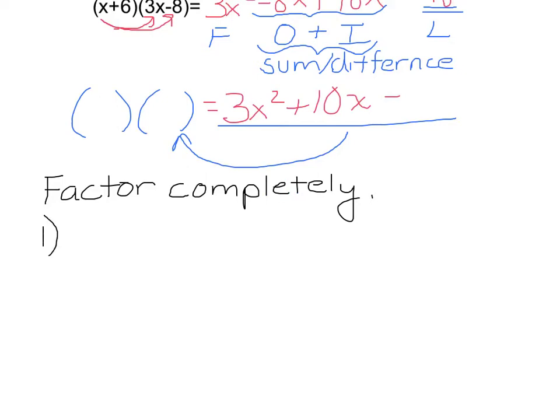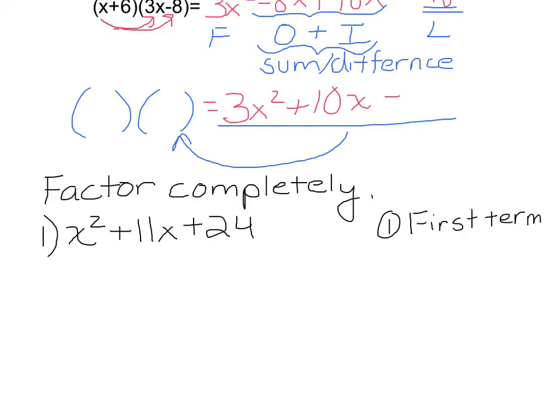So let's start out with a fairly straightforward one, just to review the steps. So x squared plus 11x plus 24. Okay, recall that our first step of factoring is we always want to ask, what do we need to get the first term in the trinomial? Okay, so in this case, I'm going to factor it underneath. And what do I need to get x squared? Well, that's easy, x and x.